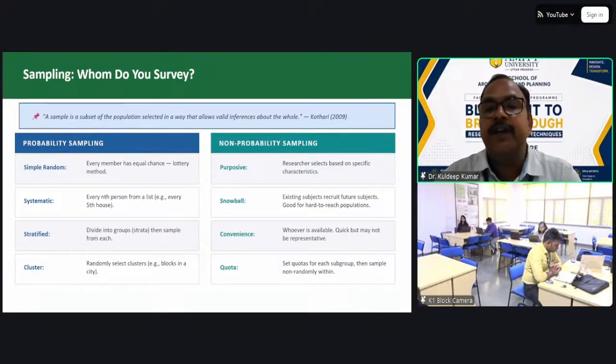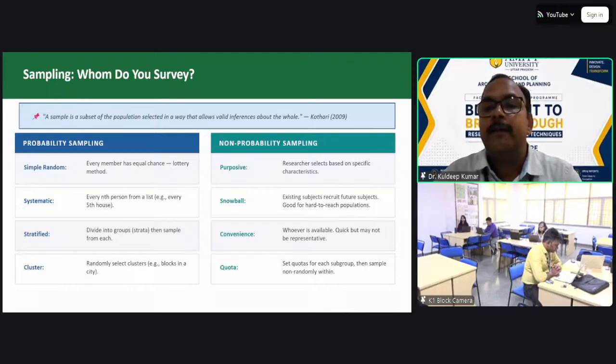Third is stratified sampling. In this type of sampling, you divide the population into meaningful groups, that is strata, maybe by building age, income level, or building type. So it ensures representation across each group. And the last one, the cluster sampling.